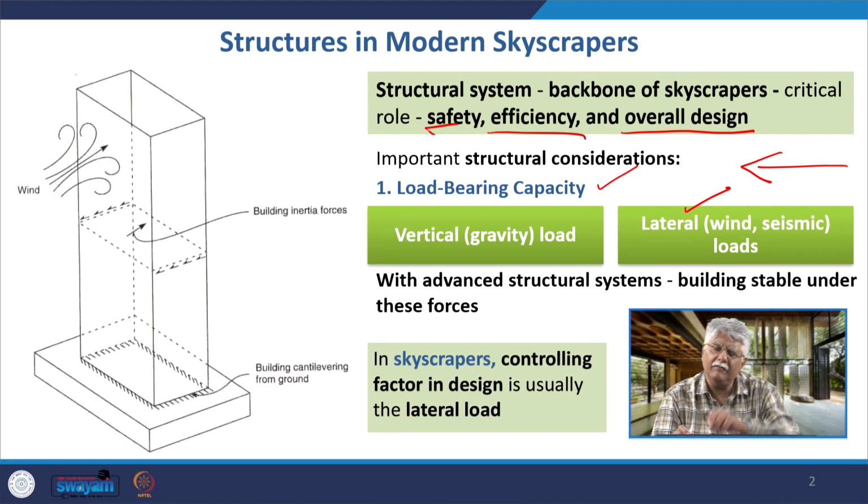So if it is a building which is small, short in height, this is not much of a problem, but for taller buildings or skyscrapers, this was a bigger loading problem than the vertical or the gravity loading. Therefore, in skyscrapers, the controlling factor in design used to be the lateral load.